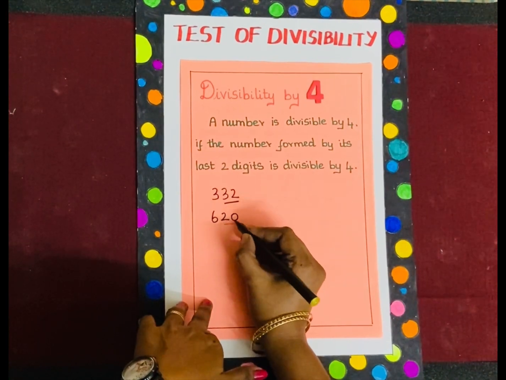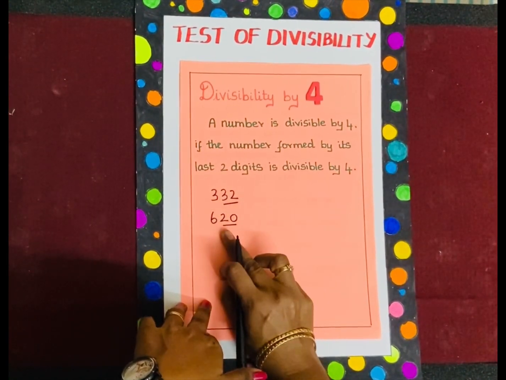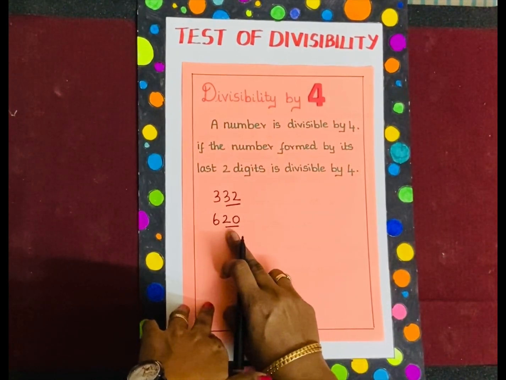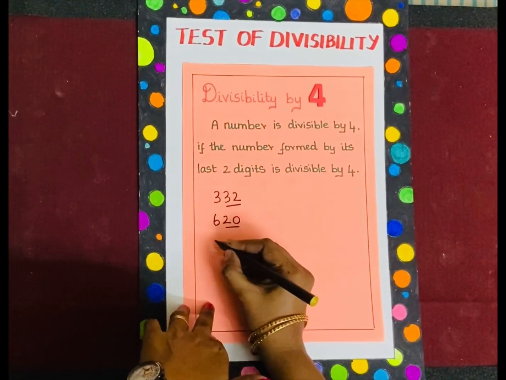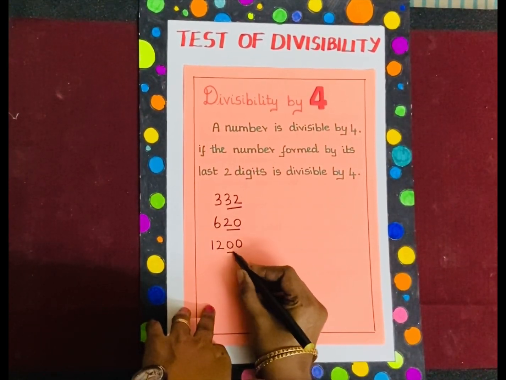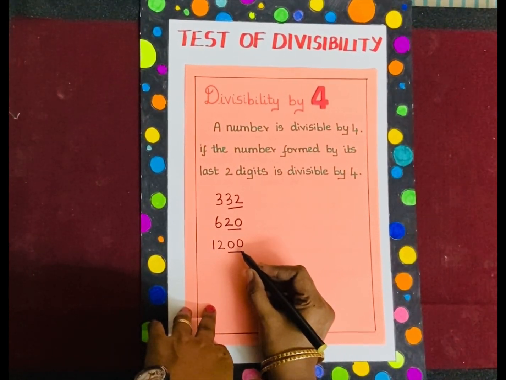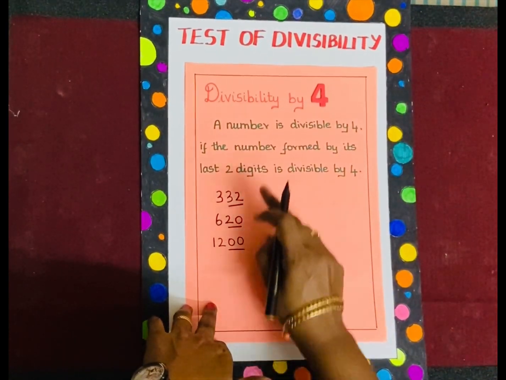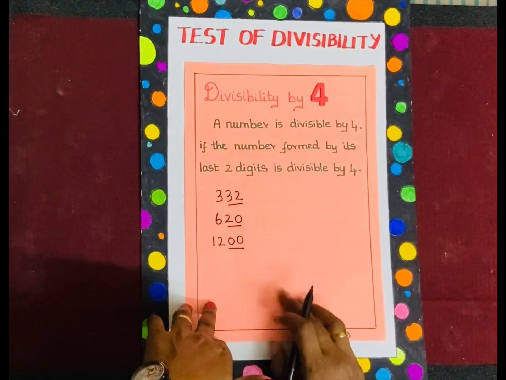Next, 620. See the last 2 digits, 20. 4 5s are 20. So, 620 is divisible by 4. 1200. Last 2 digits are 0. So it comes in the 4 tables. So 1200 is divisible by 4.